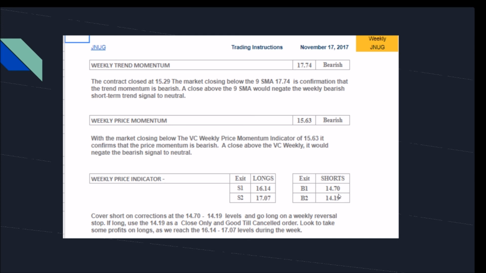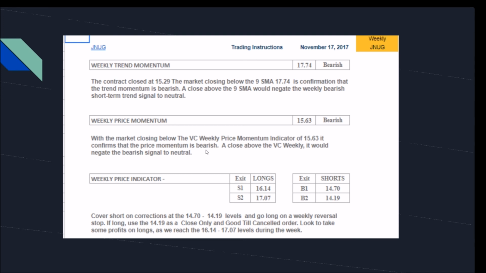We're doing a report on JNUG right now to show you that the algorithm can be applied for futures, for stocks, for ETFs, using the same algorithm, and the individual criteria of each market will be used to provide the same structure that you see here in JNUG.